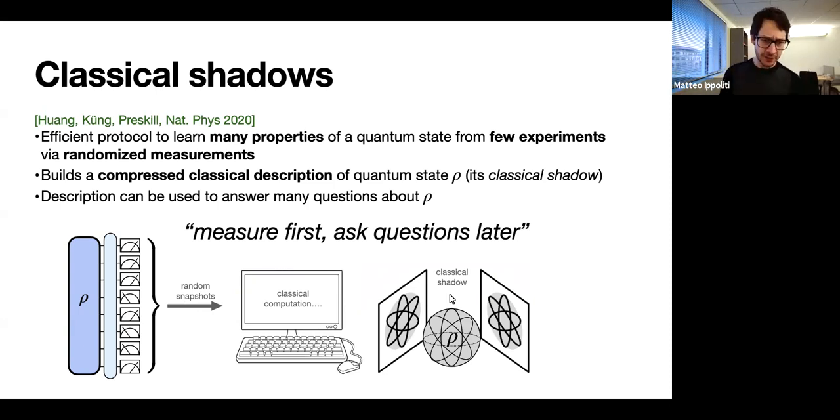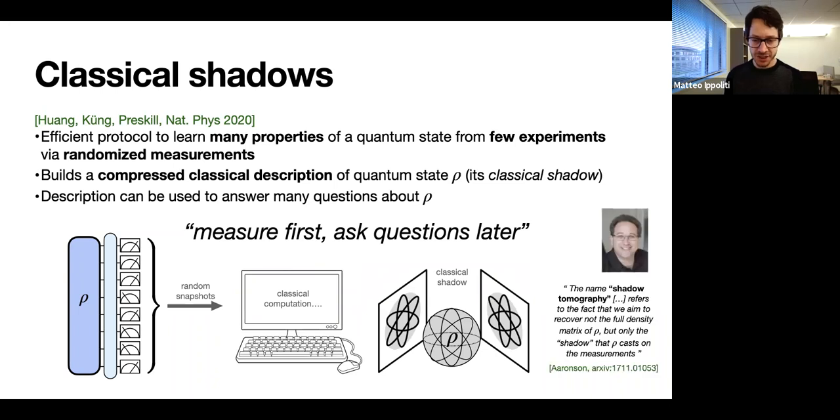So in particular, this description can then be used to answer many other questions about rho that you didn't necessarily directly measure during the experiment. Okay. And the name shadows comes from some prior work by Scott Aaronson, my future colleague at UT, who was working on a more theoretical computer science problem called shadow tomography, which is not the same thing. But anyway, the spirit is the same, and that's why the name is common.